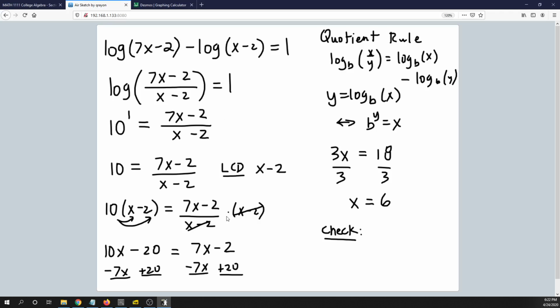So at the very least, you need to do that kind of check. That won't catch every single mistake that you might possibly make, but it will probably catch the obvious ones, or at least, if you've done everything perfectly, it will catch the fake solutions that creep in. All right, so here the only solution is x equals 6.